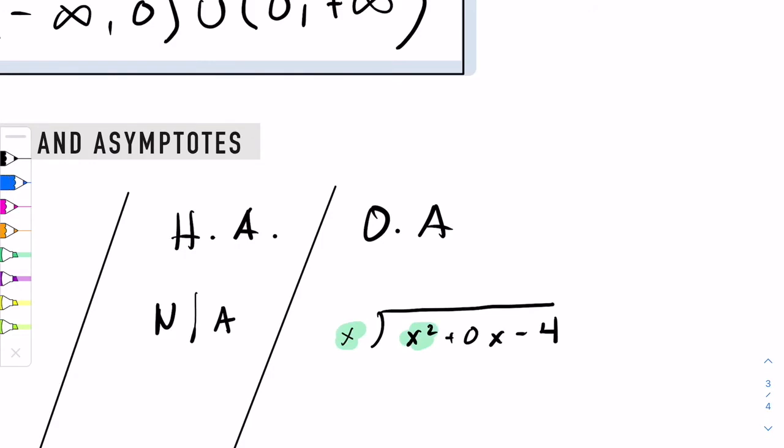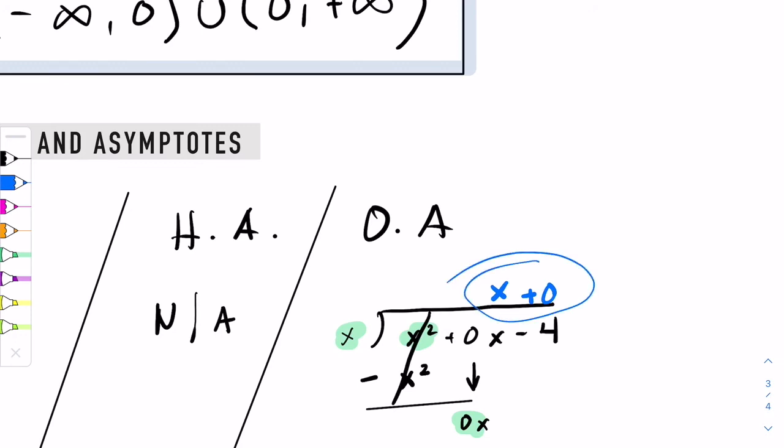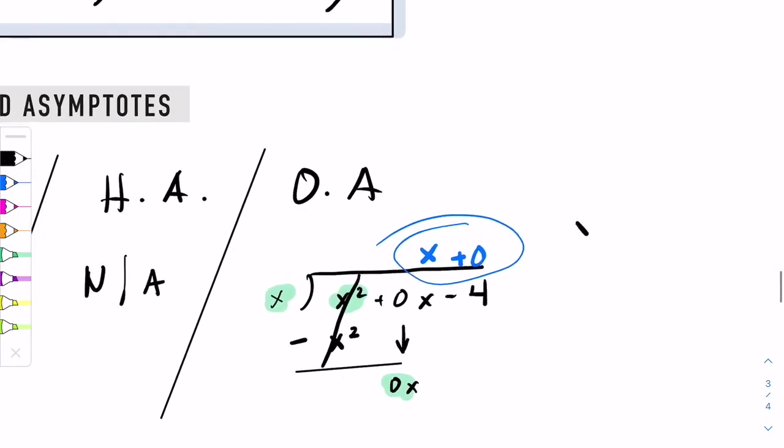Looking at the first terms, x squared divided by x is just x. X times x is x squared. We are subtracting this value. X squared minus x squared is 0. Bring down 0x. And in this case, we would have to find what 0x divided by x would be for the quotient, and the answer would be 0. Of course, you could multiply this out, but we are only looking for the quotient. We don't care about the remainder. So our oblique asymptote is at y equals x plus 0.